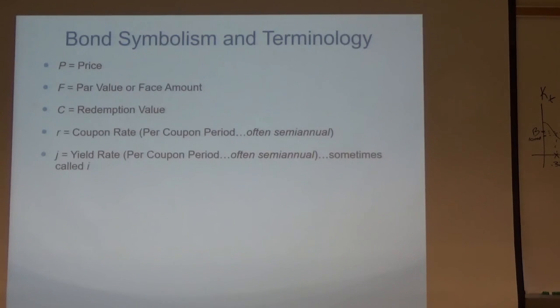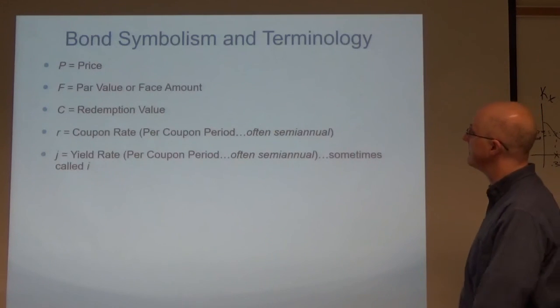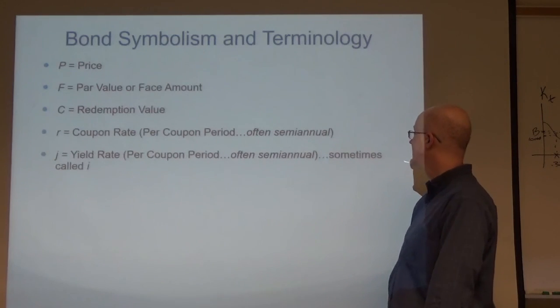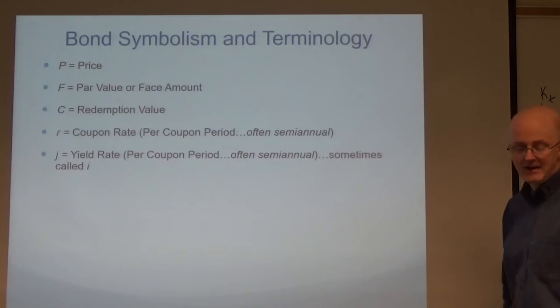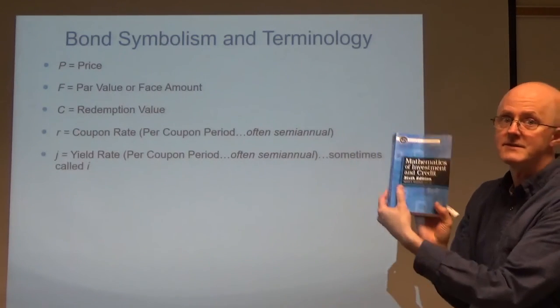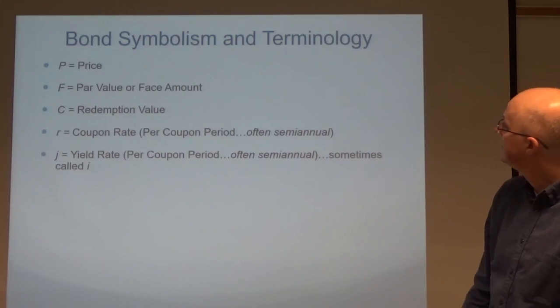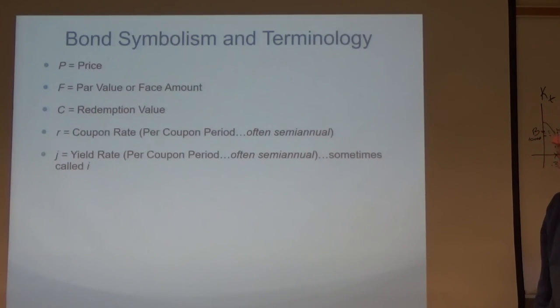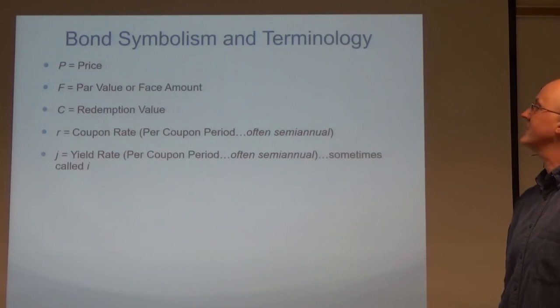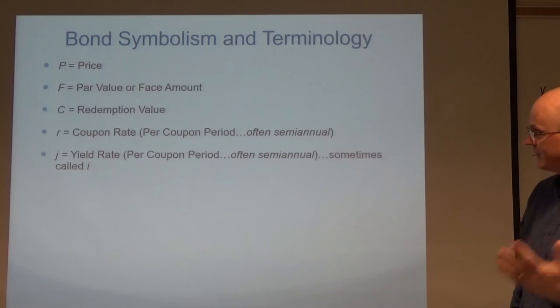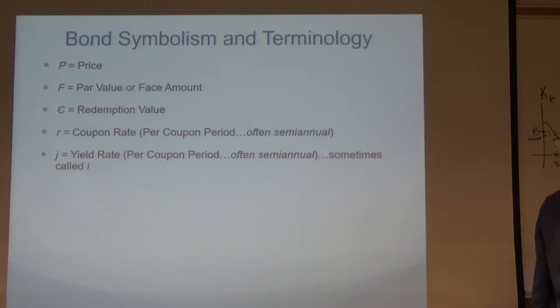J is the yield rate, essentially the rate of return on the bond per coupon period, often semi-annual. Sometimes it's called I, okay? Broverman uses the letter J, Kellison uses the letter I. Seems like most of the actuarial agencies in America at least want you to use Broverman, or that's what they encourage. And so J may be the more typical thing to use.